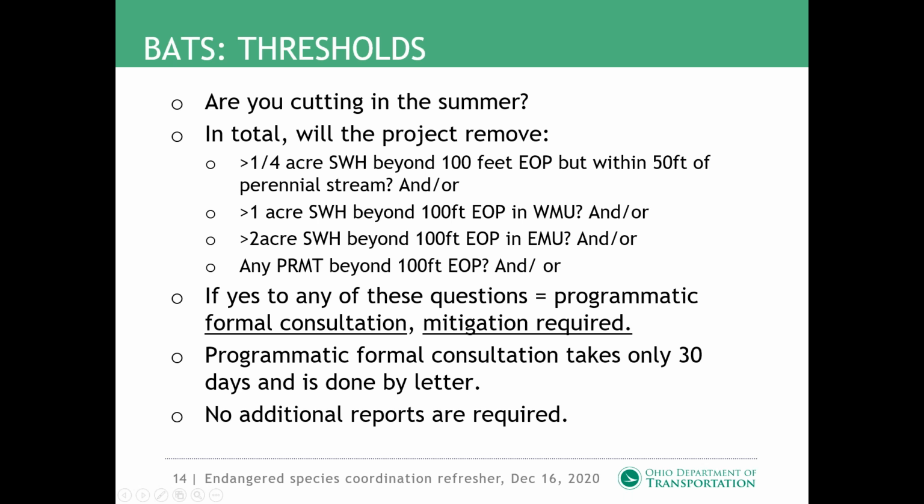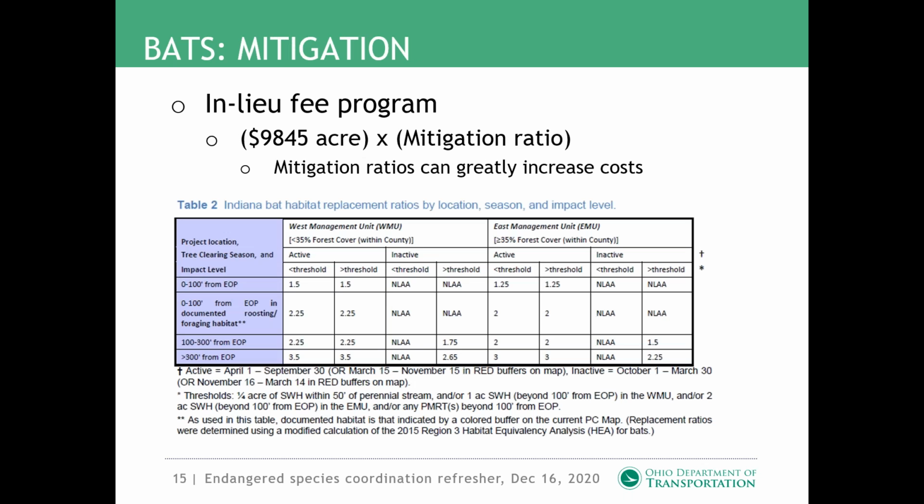Because we have that programmatic agreement, formal consultation on bats only takes 30 days and it's done by letter, and you don't have to write in any additional report. Mentioning the mitigation, U.S. Fish and Wildlife Service recently updated their in lieu fee program. The new cost is $9,845 per acre. If we assume presence and we're paying for mitigation, that's the fastest. It'll only take 30 days, but it's likely the most expensive. And then any sort of mitigation ratio we have to take into account greatly increases our prices.